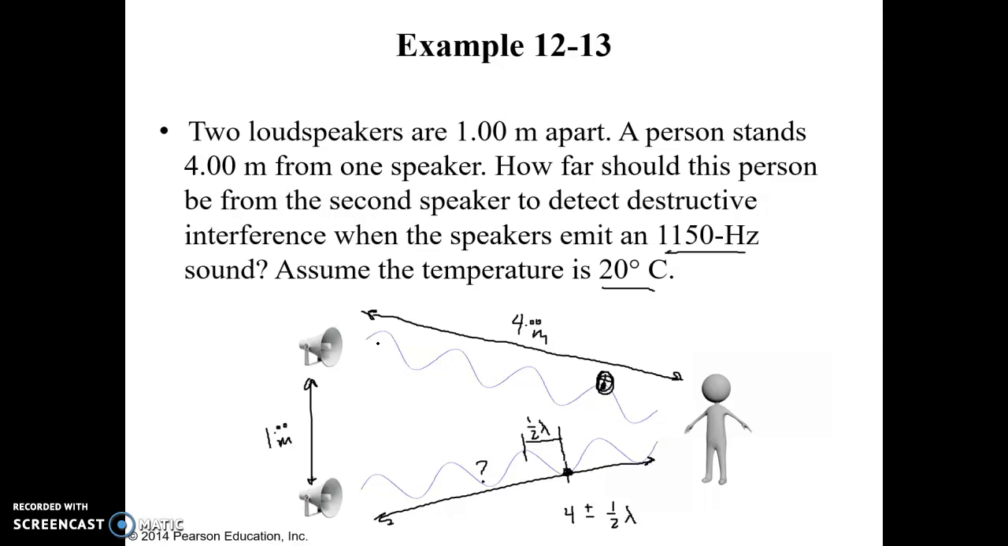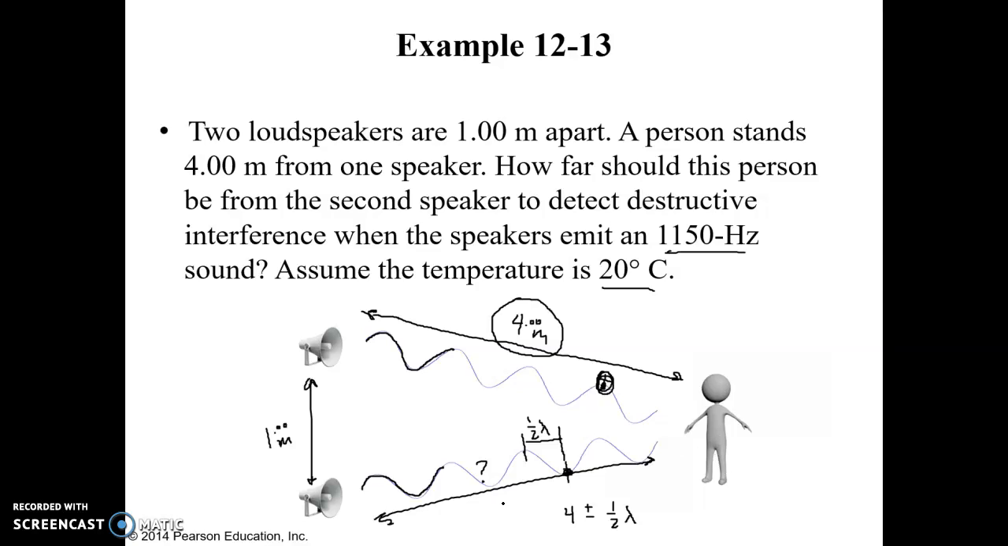So basically what we're saying here is this wave is going up and down and up, and at some point is going to hit this person. And this other wave is identical. It starts going up and down and up. We want the distance. The distance from this guy to the first speaker has already been established. That is exactly 4.00 meters.